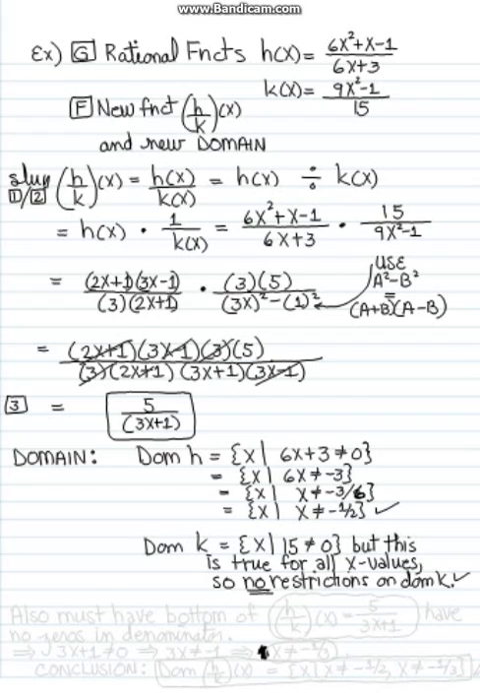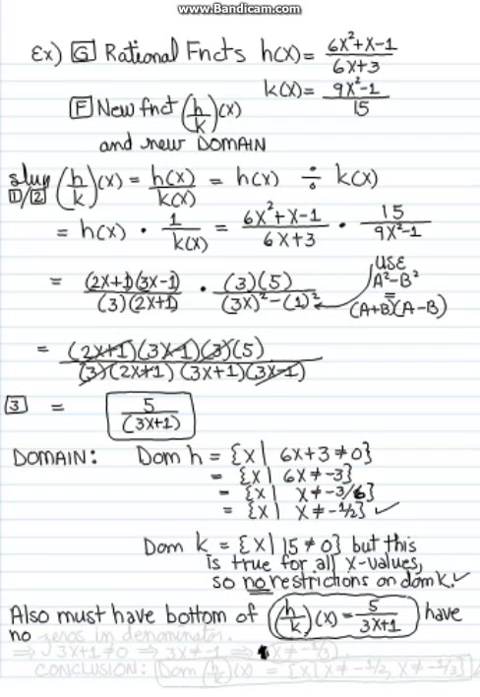But there's a new problem here. Our simplified form of the function, step 3, has a denominator of 3x plus 1 on the bottom of the fraction. Well, we have to make sure that's not equal to 0 either. So we also must have the bottom of our new function, which is h over k of x equals 5 over (3x plus 1). We have to have that bottom never equal 0. We have to have no zeros in the denominator. So we're going to throw away the x's that make the bottom 0.